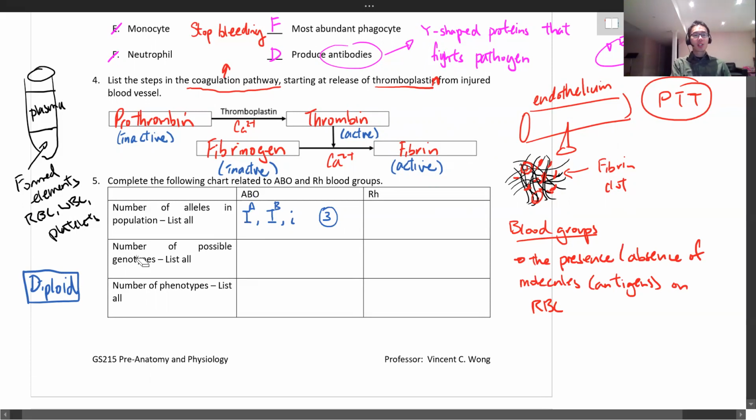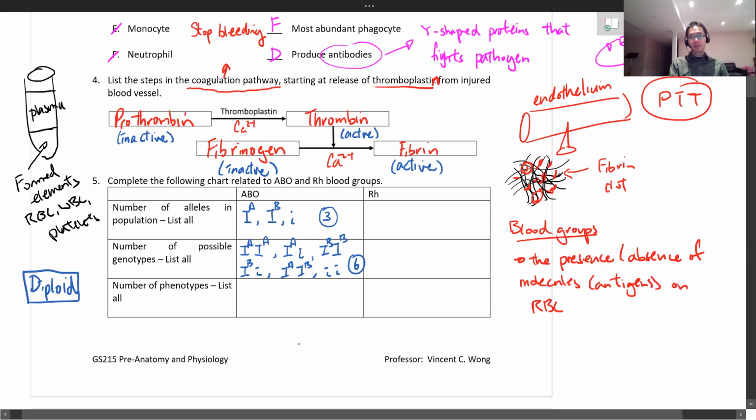So what are the possible genetic combinations of these alleles? Okay, so you can have IA IA, so that would be homozygous. You can have IA small i, IB IB, IB small i, IA IB, and small i small i. So a total of 6 possible genotypes.